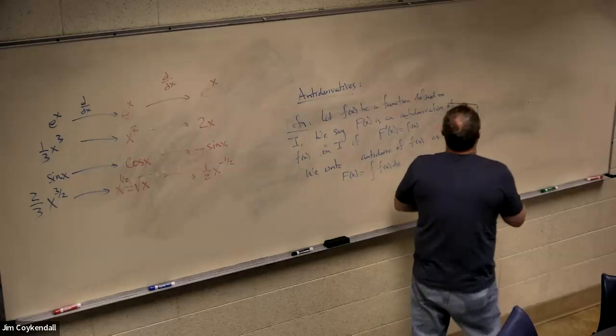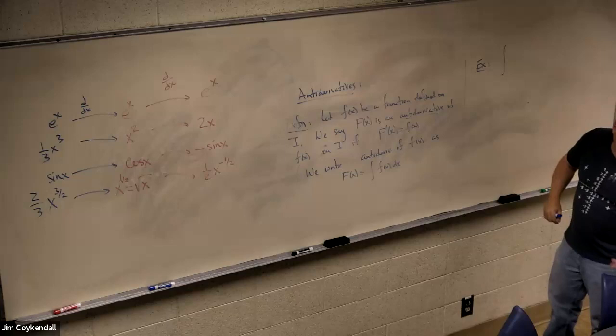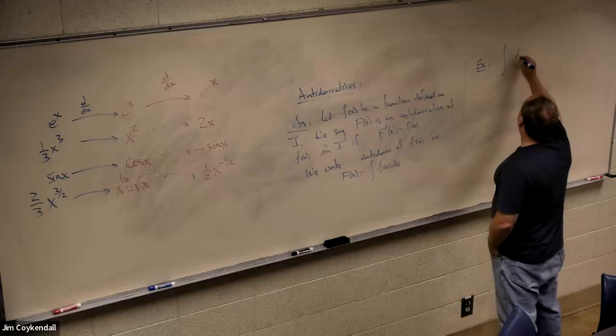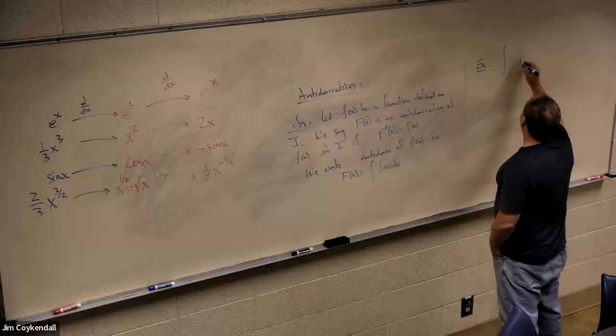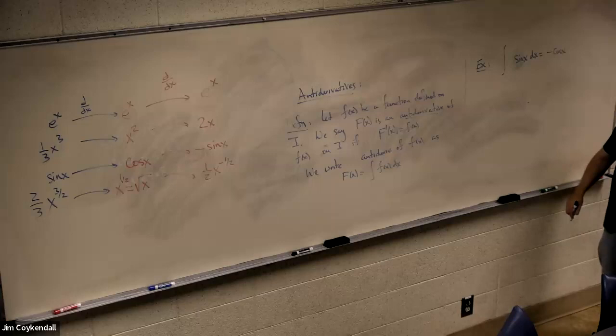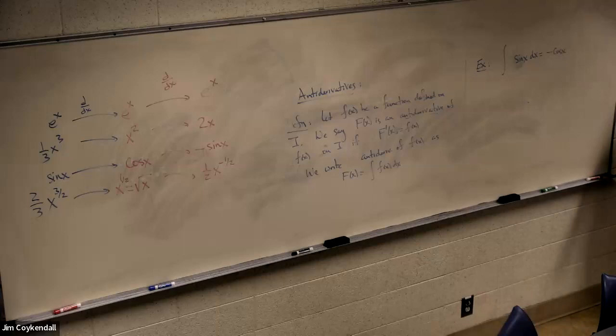So for example, now remember, all you've got to do is think of one example so far. This just means the derivative of this should be the function you find under the integral sign. Can you think of another antiderivative of sine x, something other than negative cosine x, because its derivative is sine x?